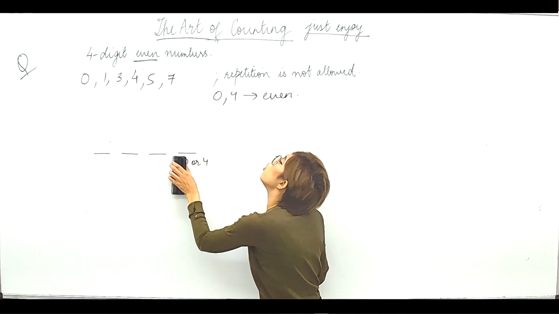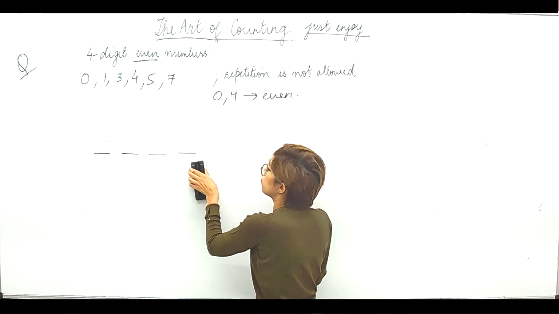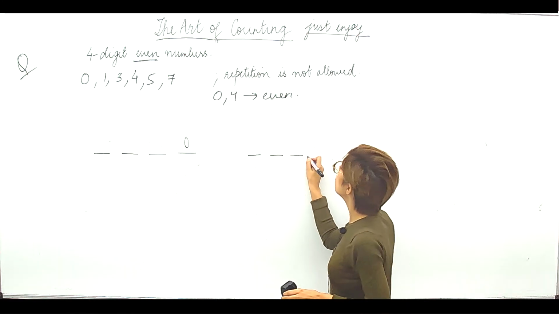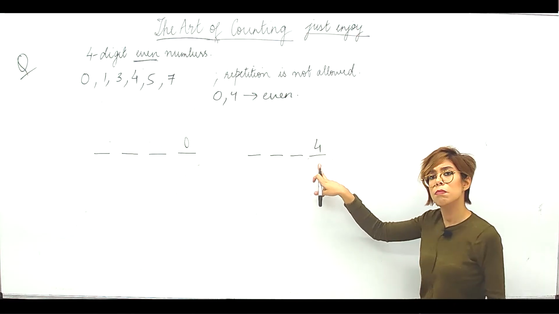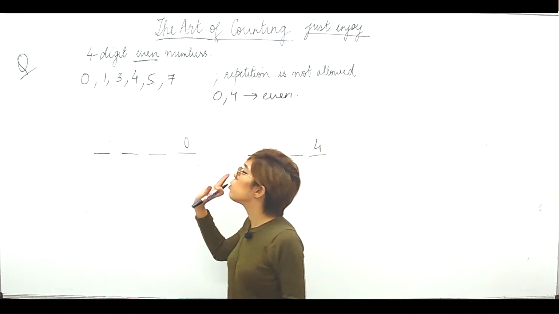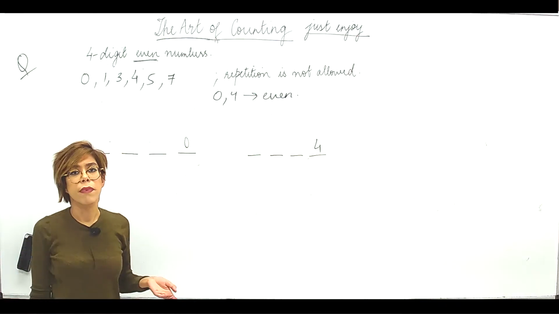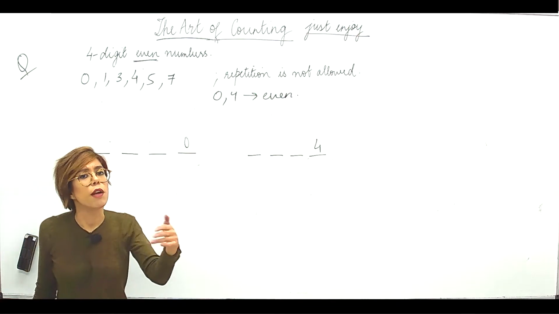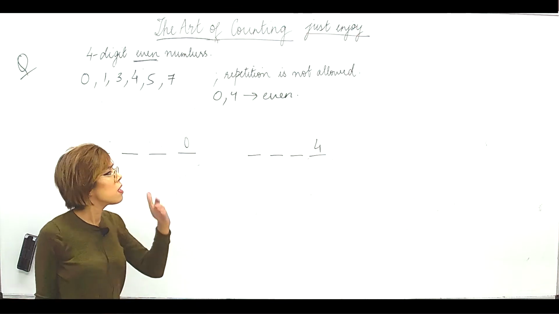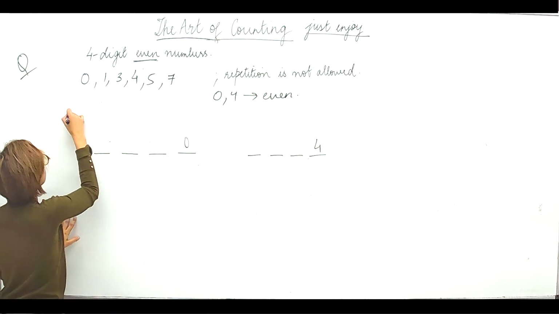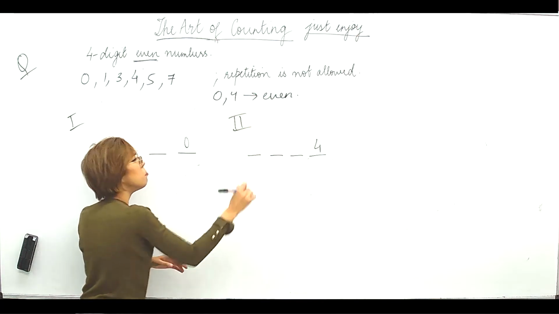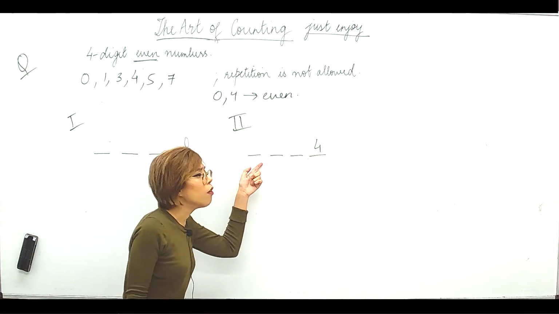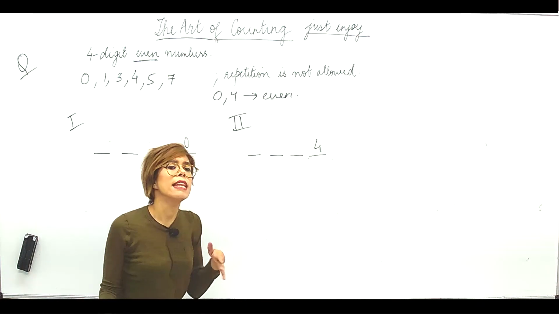What I'll do is I'll divide it into two cases. First case, when 0 comes up in this place. Second case, when 4 comes up in units place. I've divided my problem into two cases. Because if I had just done one case, it was a bit problematic. So divide your problem into smaller cases. So these are my two cases now. Case 1 and case 2. I'll calculate the total number of numbers here, and I'll calculate the number of numbers here. And then we'll see what to do.